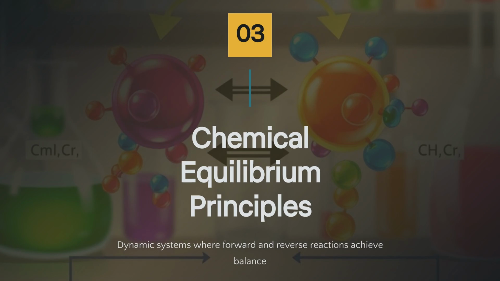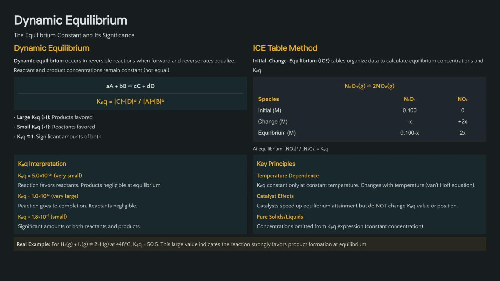Our third section covers chemical equilibrium principles. This explores dynamic systems where the rates of forward and reverse reactions are balanced. Dynamic equilibrium is reached when forward and reverse reaction rates are equal. The equilibrium constant, Keq, quantifies this balance. A large Keq favors products, while a small Keq favors reactants. Keq is constant only at a fixed temperature.